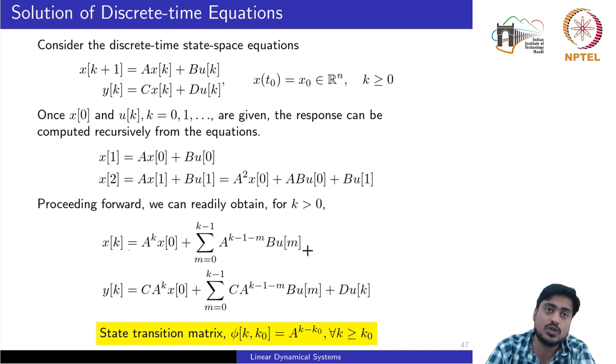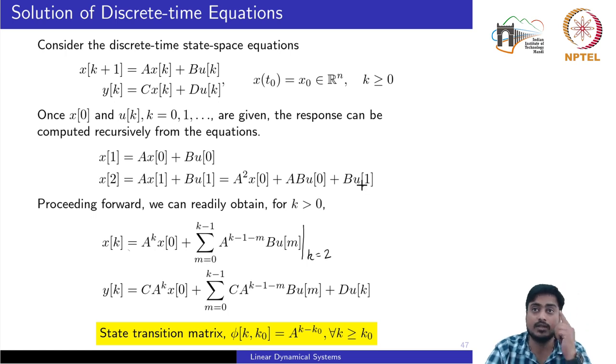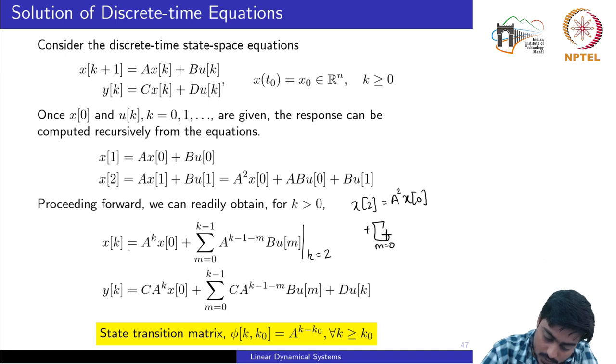Say, for example, if I put k is equal to 2, just for better visualization, because we already have the solution for k is equal to 2. So we would have x of 2 is equal to A squared x of 0, and this part would be the summation for m equals 0 to k minus 1, of A to the power k minus 1 minus m, B u of m.